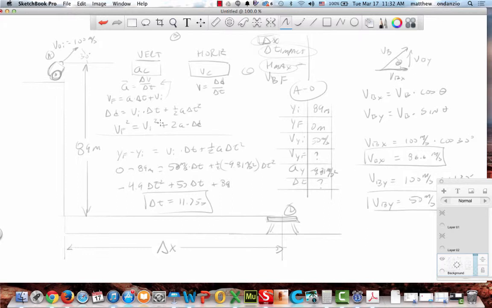V final is what I'm looking for. V initial, do I have that? Yep. Do I have my acceleration? I'm sorry, I have my final velocity, I have my initial velocity, I have acceleration. Am I looking for my delta distance?